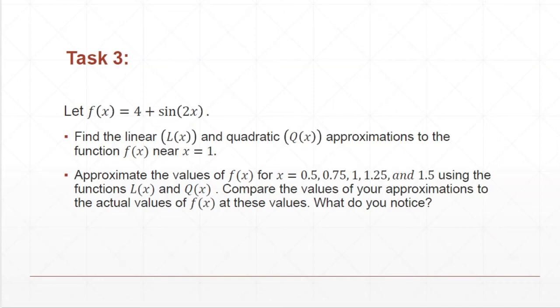This is task 3, and here we're going to do linear and quadratic approximations. We are given a function, 4 plus sine 2x, and we have to find the linear L(x) and the quadratic Q(x) approximation to the function near x equals 1.